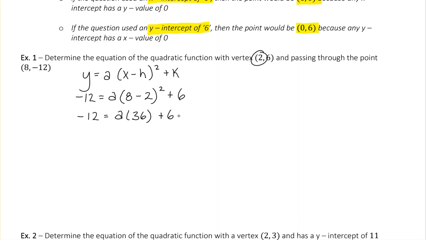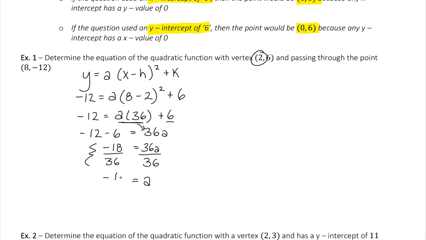I'm going to bring this 6 over to the other side to isolate that a, which becomes -12 minus 6 equals 36a. So I've just rearranged and expanded this here. -18 equals 36a. I would divide both sides by 36. And you will be left with, if you reduce this fraction, -1/2.